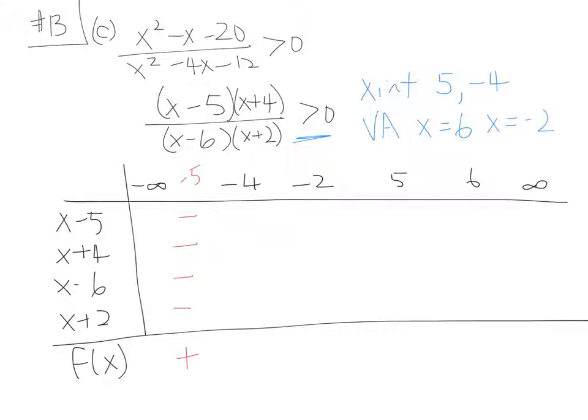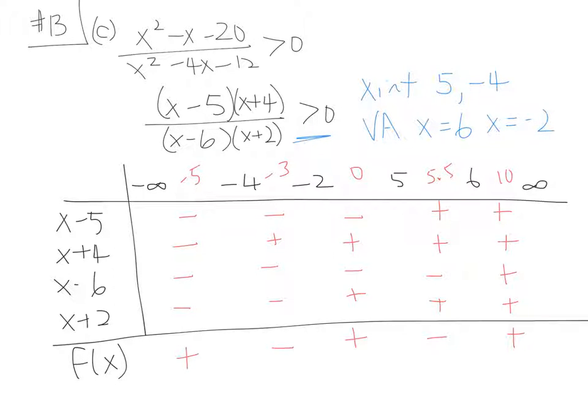Doing the same thing between negative 4 and negative 2, so it doesn't give me a lot of choice. I'll use negative 3. Negative 3 subtract 5 is negative. Negative 3 plus 4 is positive. Negative 3 minus 6 is negative. Negative 3 plus 2 is negative. 3 negatives, 1 positive makes a negative. I'm going to continue and go ahead and do the rest.